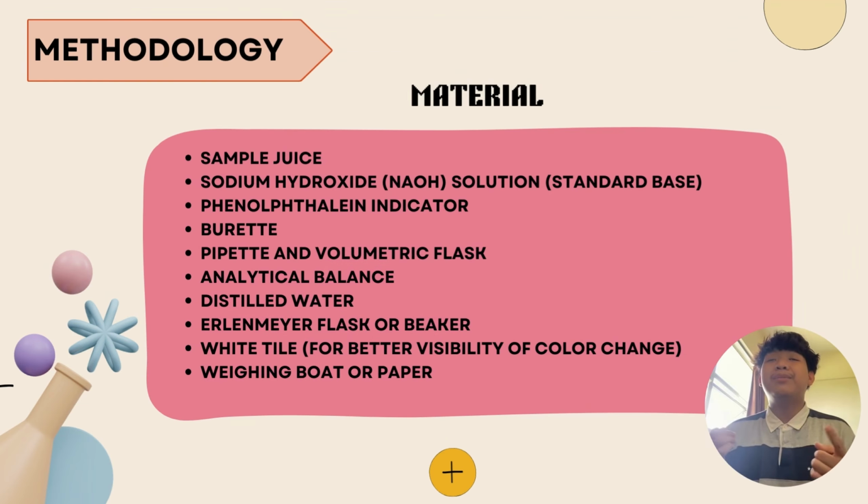Now, we're going to talk about methodology. First of all, we must know what materials we use for this experiment. First, we need sample juice. We also need sodium hydroxide or NaOH solution as the standard base, phenolphthalein indicator, burette, pipette and volumetric flask, analytical balance, distilled water, Erlenmeyer flask or beaker, a white tile if you want better visibility of the color change, and last but not least, a writing board or paper.